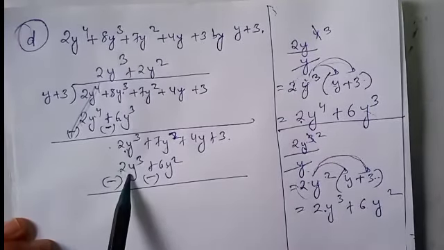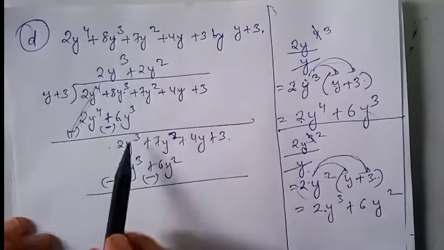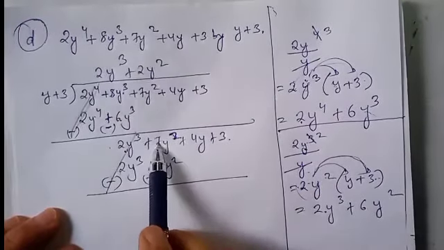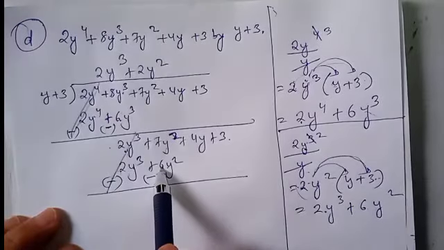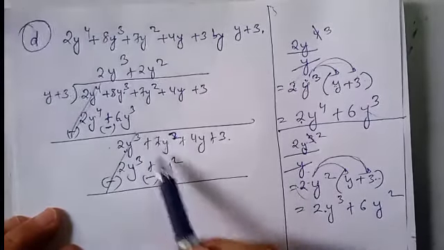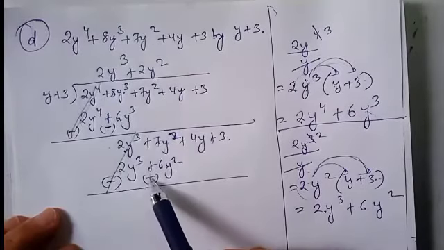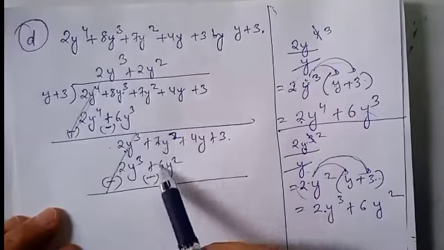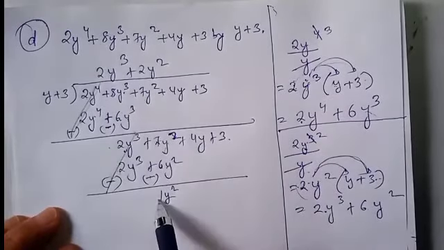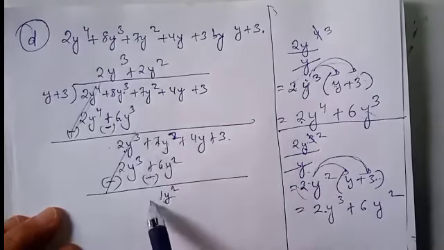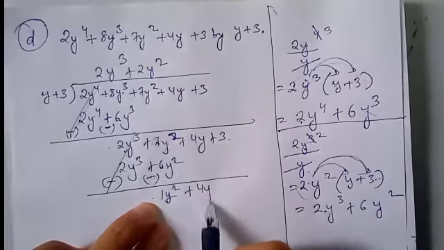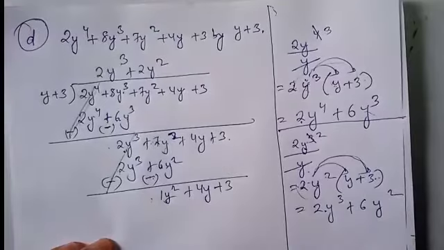2y to the power 3, 2y to the power 3, one is plus, one is minus, so we can cancel this 2y cubed. 6 and 7, we can't cancel, not the same number. Plus 7y squared is plus, 6y squared is minus, so plus into minus is minus, so 7 minus 6 is 1y squared, okay? What about sign? Greater number is plus, so no need to write the minus sign. Again, you write the remaining one, plus 4y plus 3.